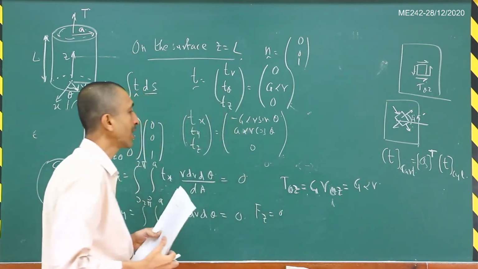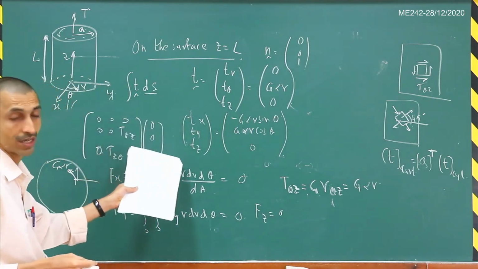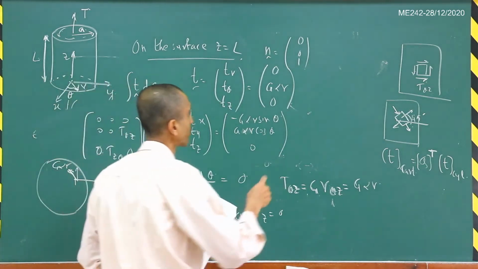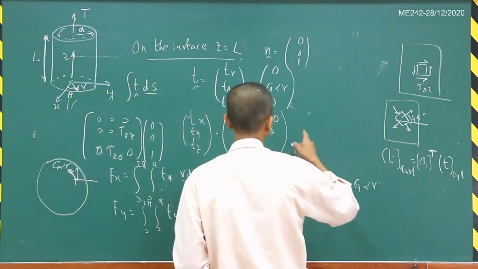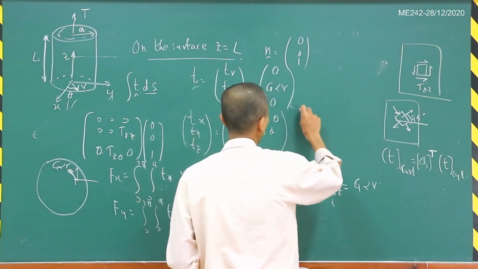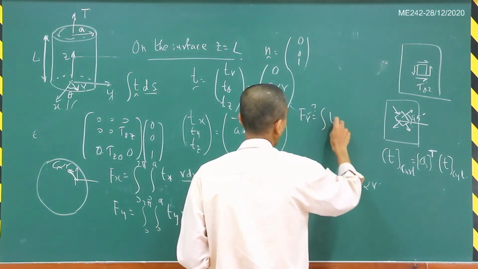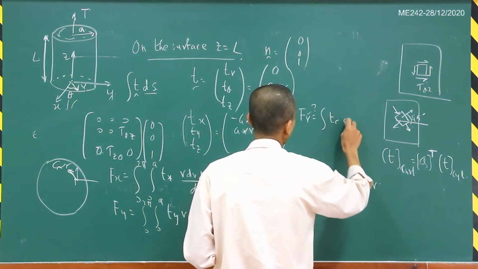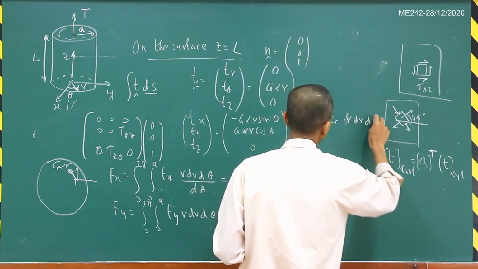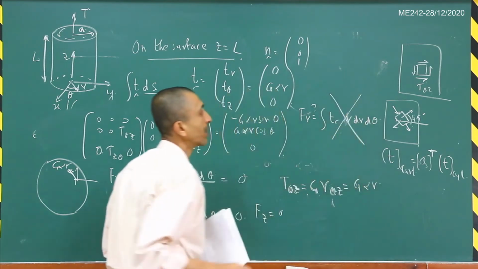One has to be very careful while finding these resultant forces. Just to give an example of how one can go wrong, you cannot find F_r is equal to, I am just putting a question mark here, the integral of t_r times r dr d theta. So you cannot do this. This is actually wrong.